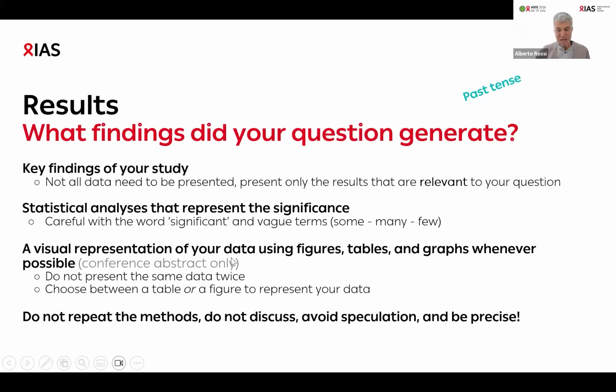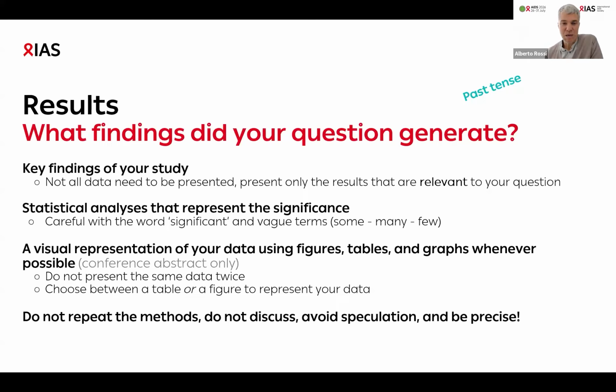The visual representation of your data could be helpful. Now, we need to make a note about this because journal abstracts, most of the time, do not allow for the inclusion of figures, tables, or graphs. Conferences, sometimes they do, sometimes they don't. So again, it's very important that before you write your abstract, you check the guidelines for your conference of interest, and then you can decide whether you need to write the results or you can represent the results. For AIDS 2026, you will be allowed to include graphs or tables or figures.